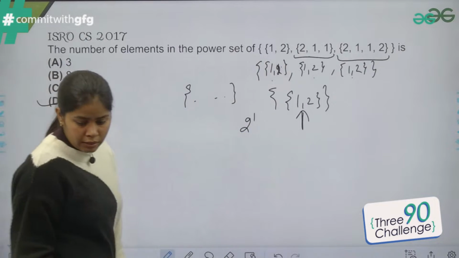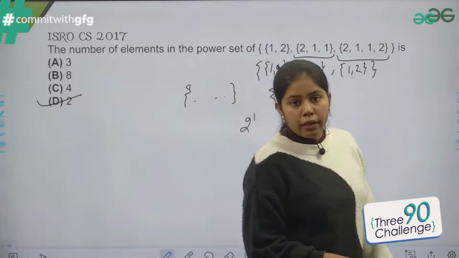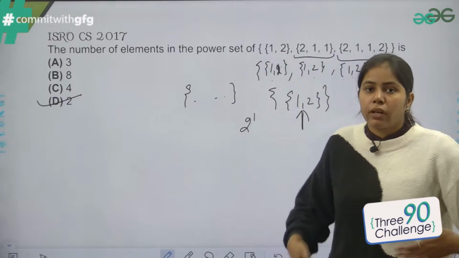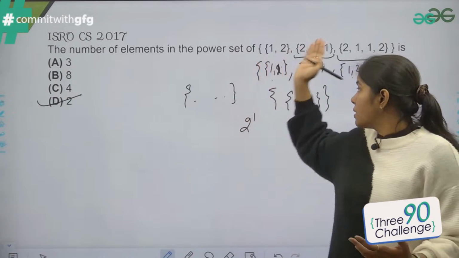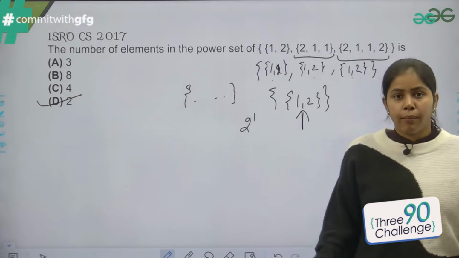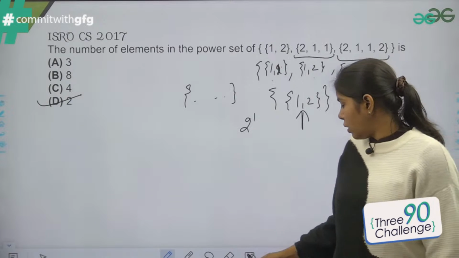So that's why option D is correct instead of 8, because students make this mistake every time. They would write 8, right? Because they can see directly that it has 3 elements. 2 to the power 3 would be the answer, but that's not how it works.